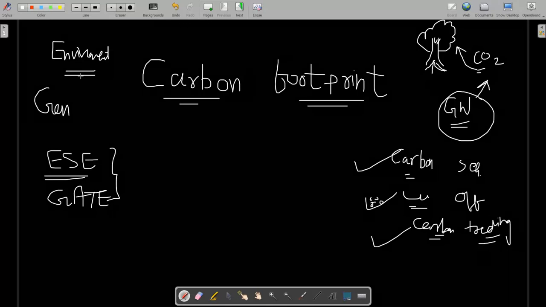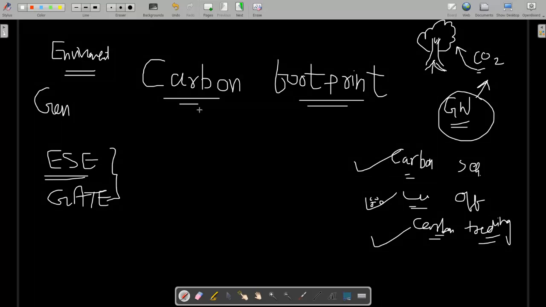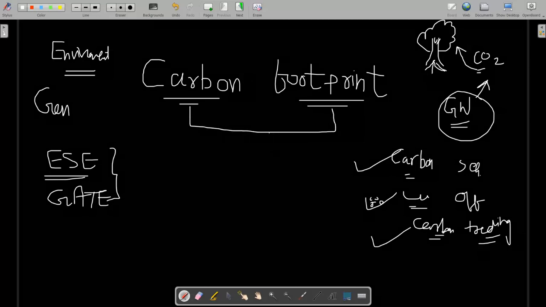So carbon footprint is an indicator that shows us how much we are contributing to global warming at our level.